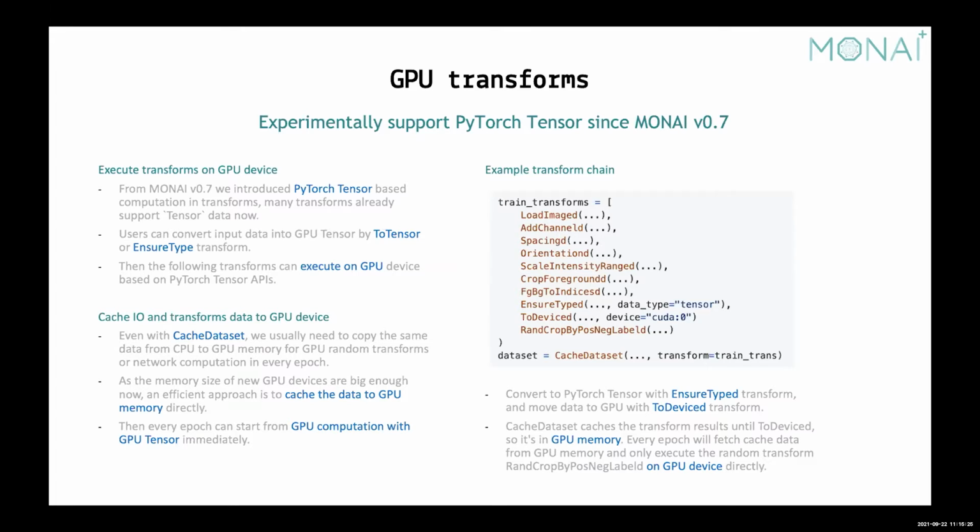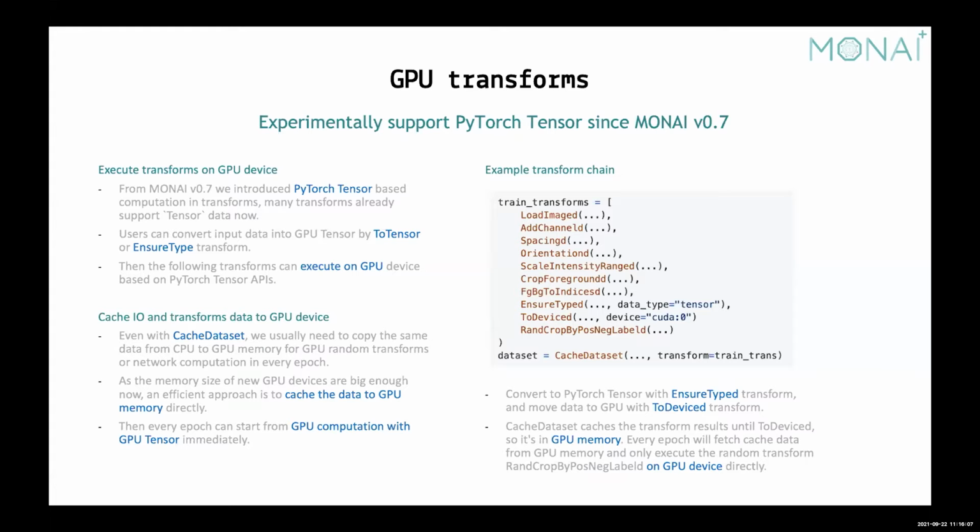Another acceleration is the cache logic. I think Michael already introduced how to cache the deterministic I/O and the transform. But even with cache dataset, we usually need to copy the data from CPU to GPU memory in every epoch. As the newly released GPU devices already have a very big memory size, actually we can cache the deterministic data into GPU memory. Then we can execute the random transforms and the model computation on GPU to avoid the CPU to GPU copy.